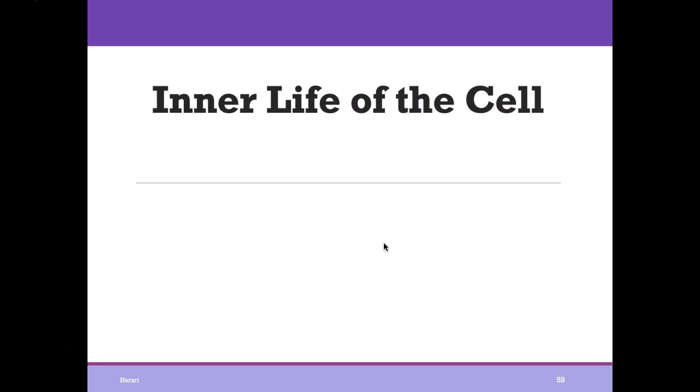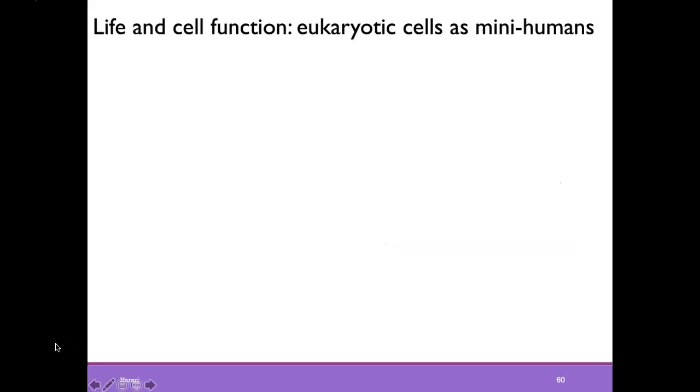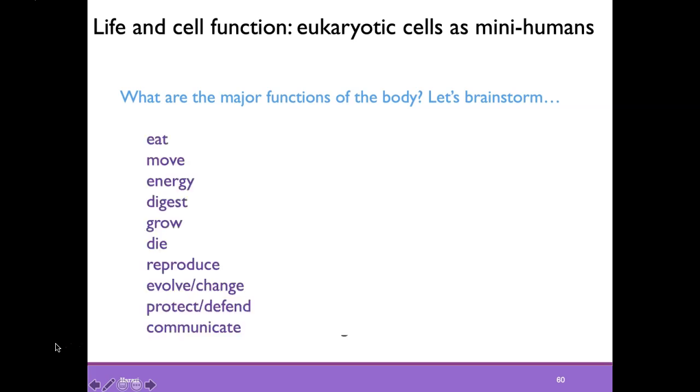So now we are ready to discuss the inner life of the cell. As we're about to discuss the function of cells and how the different structures within a cell all work together, it's interesting to compare a cell to a mini human. So what are some major functions of the body? I want you to pause here and come up with a list of what all bodies do. So I'll show you a list of something that I came up with. We eat, we need to move, we need energy, we digest, we grow, we die, reproduce, evolve. These are what human organisms do.